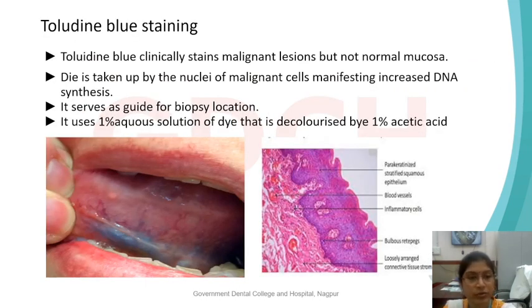Further staining can also be done. There are various staining techniques with the help of which one can see the dysplastic areas in lesions of leukoplakia. So toluidine blue staining can be done.